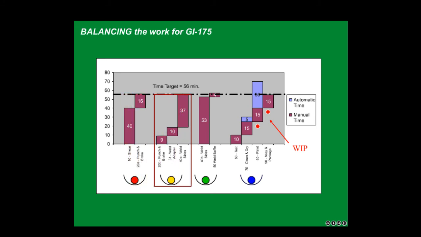The second operator completes the remaining 9 minutes of punch and break, does 10 minutes of weld adapter, and 37 minutes of weld sides. This brings operator 2 to the time target of 56 minutes. The third operator does 53 minutes of weld sides, completing that operation, then does 4 minutes of weld baffle. You will notice that this operator has 57 minutes of work. This is a minute above our time target of 56 minutes. We need to work some waste reduction activity in this operation to eliminate 1 minute from the current process.